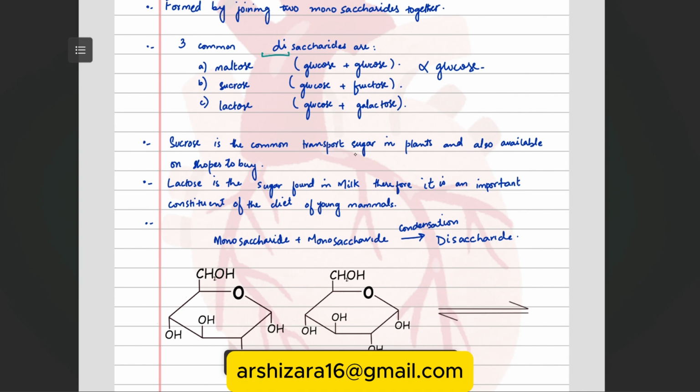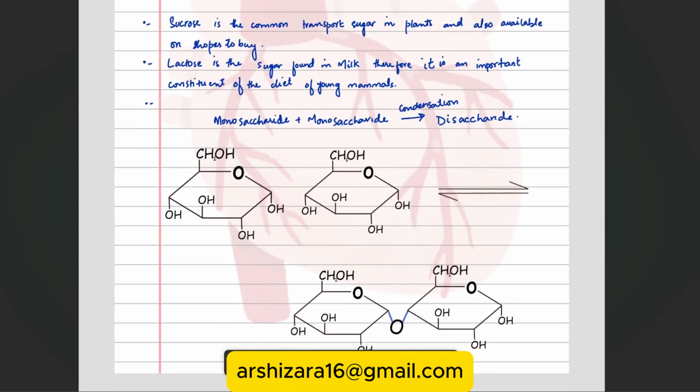Sucrose is commonly a transport sugar in plants, and it is also available for us to buy in the shops. Some sugar syrups are made up of sucrose. Lactose is a sugar found in milk, therefore it is very important in mammalian diets. Young mammals like lambs are fed their mother's milk, and lactose is in that milk. We also drink milk, and it is essential for us. Some people are lactose intolerant, but we're not going there. It is very beneficial for life.